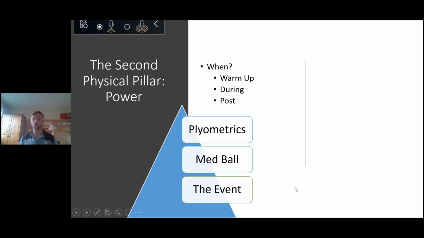And then post-session as well, now maybe fatigue is less of an important factor because it doesn't matter as much, you've done your event-specific work. So this might be where you can potentially do something that's a little bit more fatiguing.